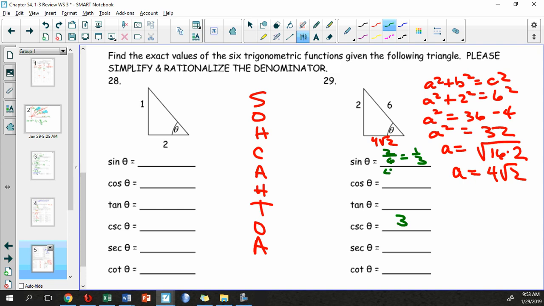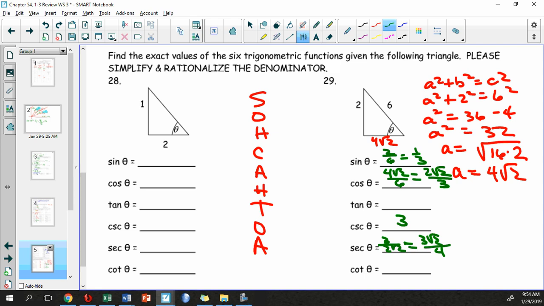Cosine is adjacent 4 square roots of 2 over the hypotenuse 6. Reduce 4 over 6. What's that going to be? 2 square roots of 2 over 3. So if I know that, then I know that secant is 3 over 2 square roots of 2, which is going to be 3 square roots of 2 over 4. Because the square root of 2 times the square root of 2 is 2 times 2 is 4 then. And you guys can do the rest. Yes?